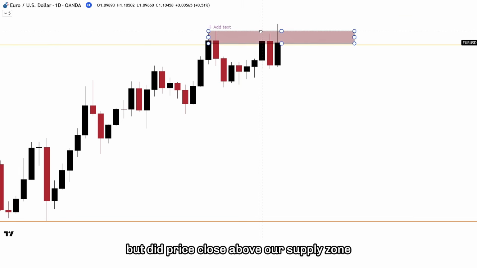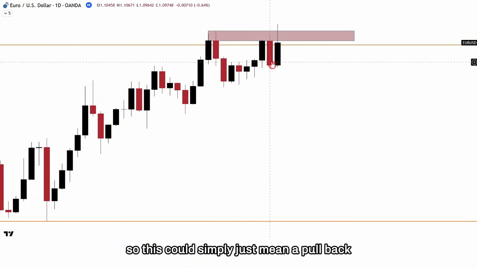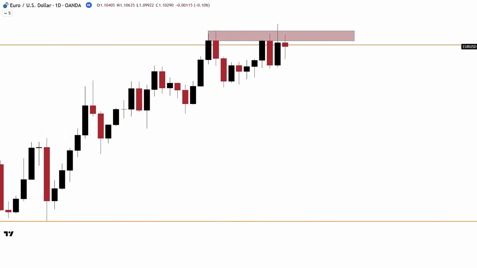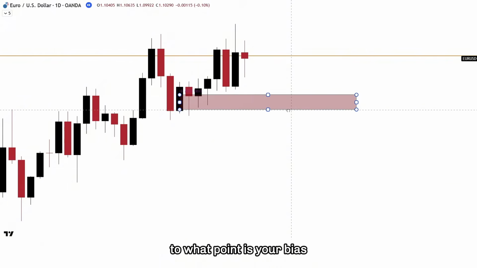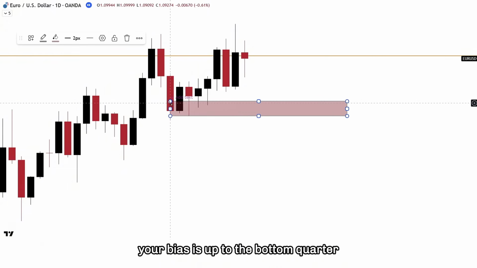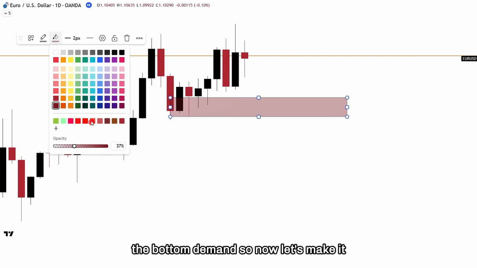But did price close above our supply zone? Not yet. So we will look for another confirmation. So this could simply just mean a pullback, just how we explained previously. So now you have another bearish candle. Again, to what point is your bias? Your bias is up to the bottom quarter, the bottom demand.